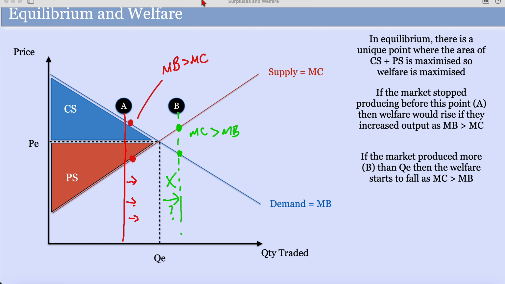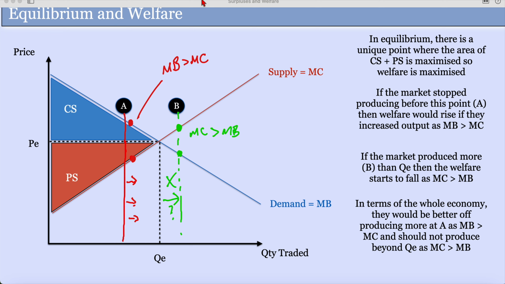And that's really important in the whole market. You'll see that in terms of the whole economy, you'd be better off producing more at this point here, but if you go beyond it, you should be producing less to get to this maximum point here. So hopefully that gives you a good idea of what we mean by the surpluses and welfare.